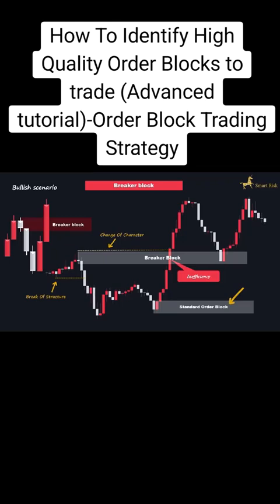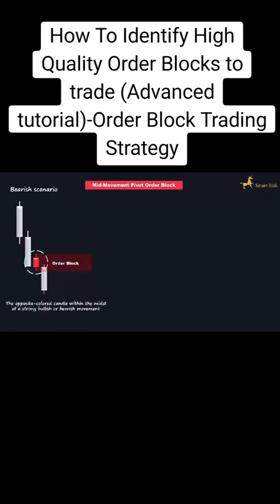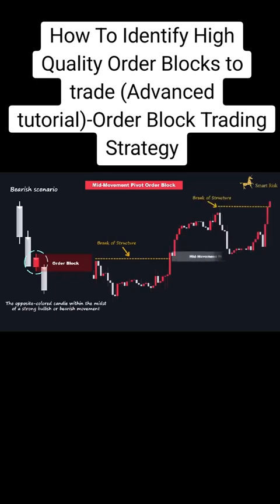So, let's move into the last order block type, the mid-movement pivot order block. It refers to the formation of an opposite-colored candle within the midst of a strong bullish or bearish movement. This candle acts as a potential reversal signal. It signals the potential for a reversal or a temporary pause in the current market direction.